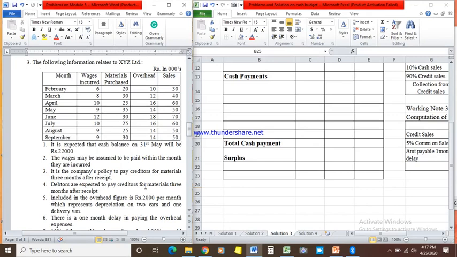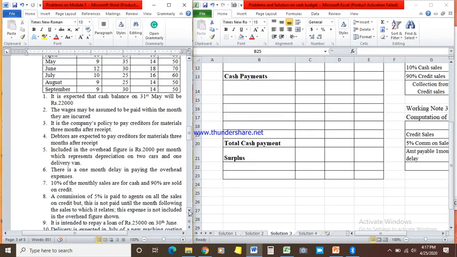Debtors are expected to pay us for material 3 months after receipt. So when it comes to the sales, so credit sales, we are going to receive the payment from our customers 3 months from the month of sales. So February month credit sales will be received in the month of March, April, May. In the month of May it will be collected. Now how much is the credit sales and how much is cash sales? We'll look into the next point.